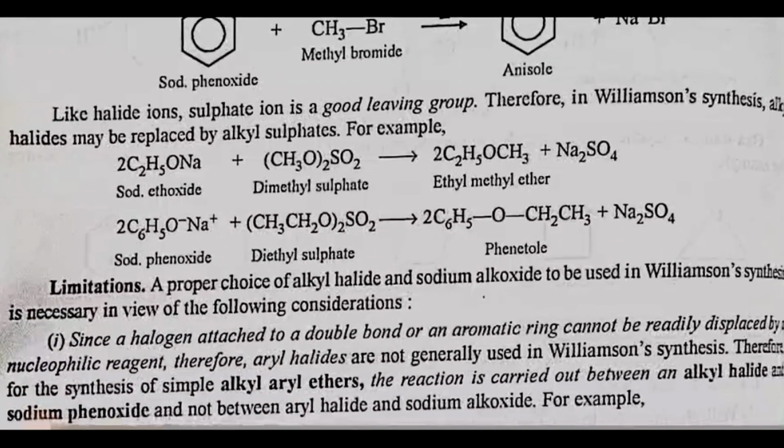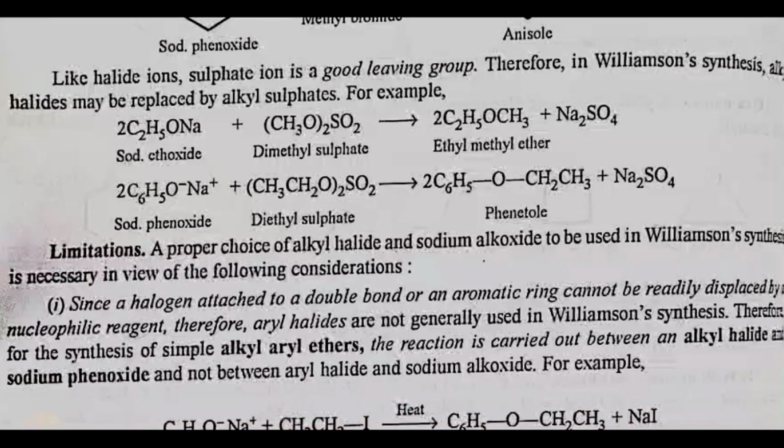Like halide ions, sulfate ions are a good leaving group. Therefore, in Williamson's synthesis, alkyl halide may be replaced by alkyl sulfates. For example, sodium ethoxide plus dimethyl sulfate gives ethyl methyl ether plus Na2SO4.